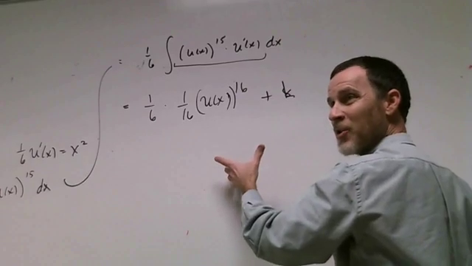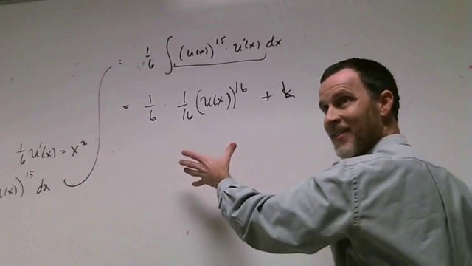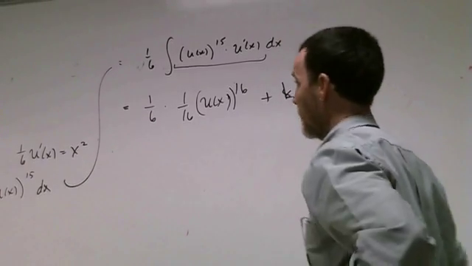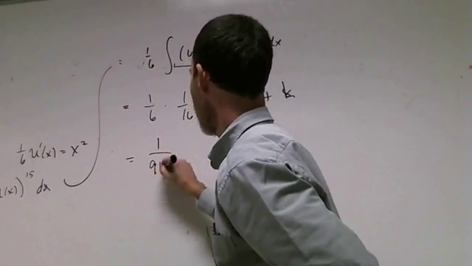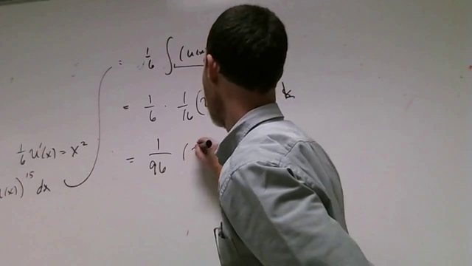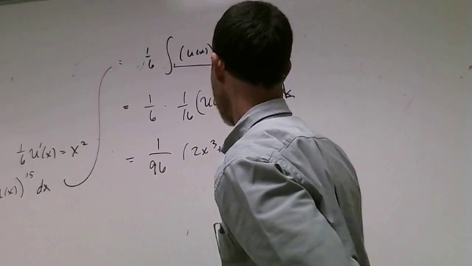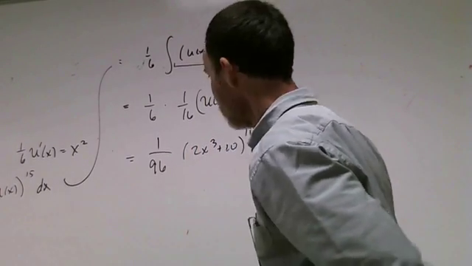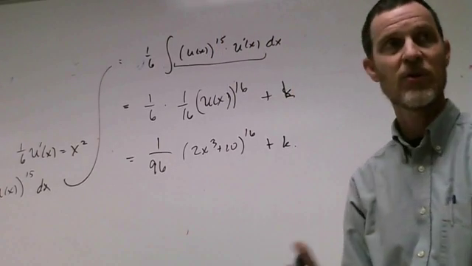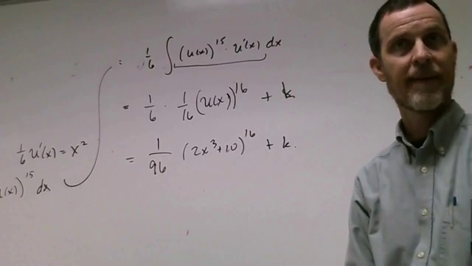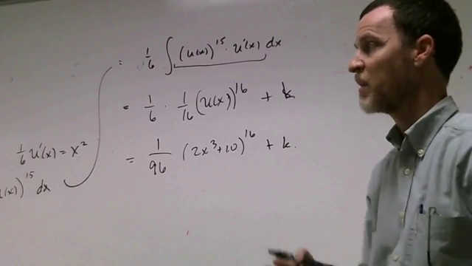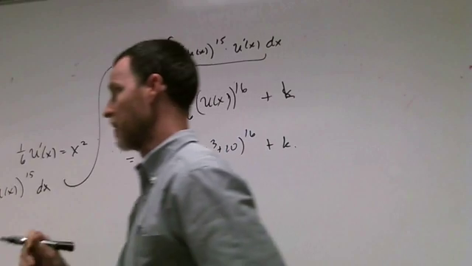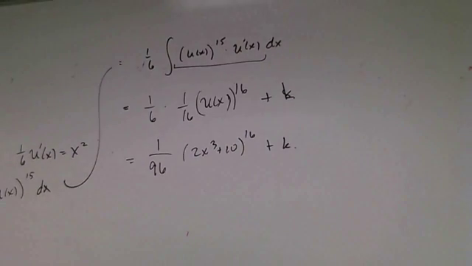So you can make it precise and write the variables out. And then you realize, well, wait a minute, I knew what that was. That's 1/96 times u of x, which is 2x cubed plus 10, to the 16th, plus k. Well, that's the same answer you would have gotten when you did it with u substitution. So u substitution can be made precise, that's one. Two, it really should be called change of variables.